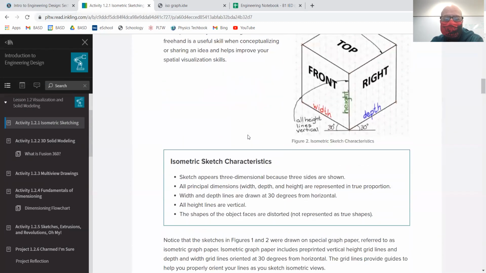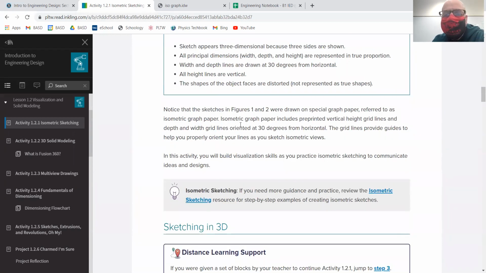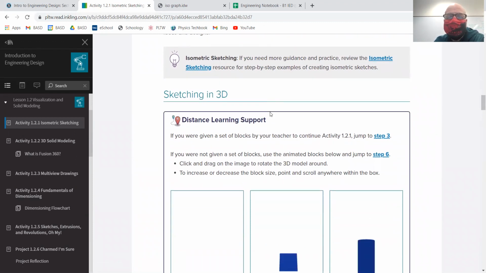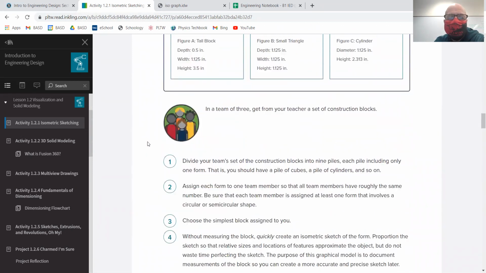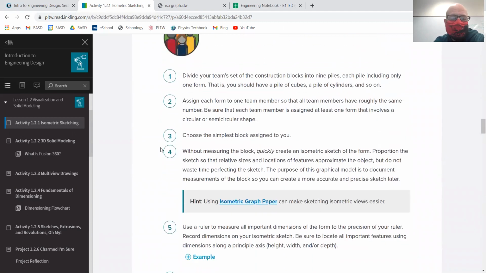Scrolling down, there's some more information here, not as much that I'm worried about because you're going to figure this out on your own pretty quickly and easily. And then isometric sketching, another resource for you to look at and take some notes from. This particular infographic, I really wasn't into, so I just skipped over it. And these steps, 1 through 4, I just decided to skip them.